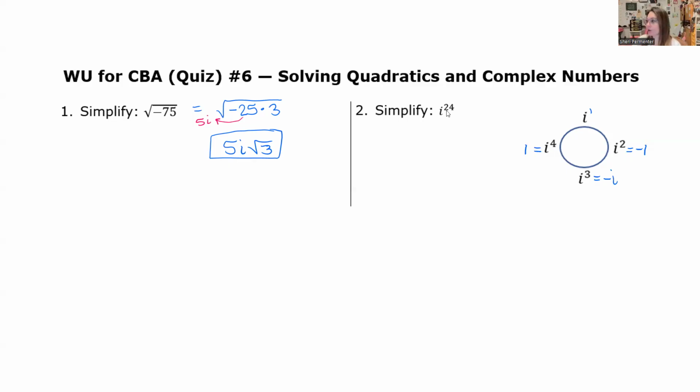For i to the 24th, we're just going to count starting with 1. So 1, 2, 3, 4, 5, 6, 7, 8, 9, 10, 11, 12, 13, 14, 15, 16, 17, 18, 19, 20, 21, 22, 23, 24. So i to the 24th power will behave the same as i to the 4th power, and the answer is 1.